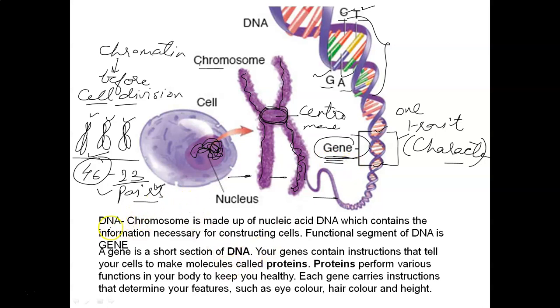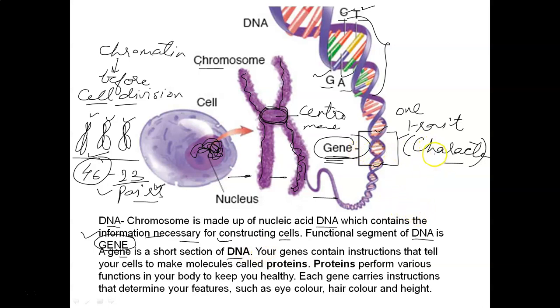It's written here. Chromosome is made up of nucleic acid. This is DNA, which contains information necessary for the formation of the cell, even all the things: formation of different types of proteins, formation of the cell membrane, formation of new cells. The functional segment of DNA is known as a gene, and you have to learn this definition because the question is there in your NCERT. A gene is actually a short segment of DNA, and it contains the instructions so that your cell will make the protein.